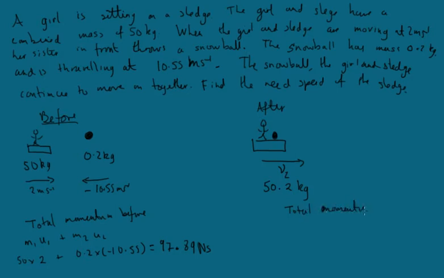The total momentum after is the mass times v2, and that must equal 97.89 because of conservation of momentum. So it's 50.2 v2. So the velocity must be 1.95 meters per second. So the sledge started at 2 and now 1.95, so it slowed down a little bit after the collision with the snowball.